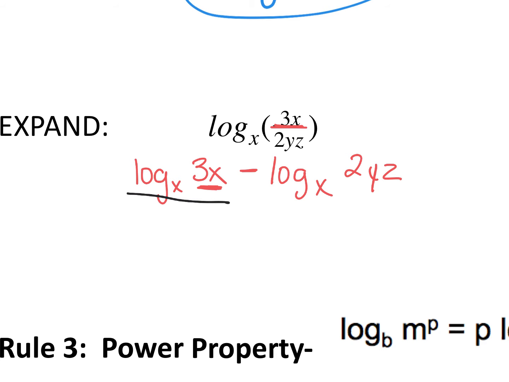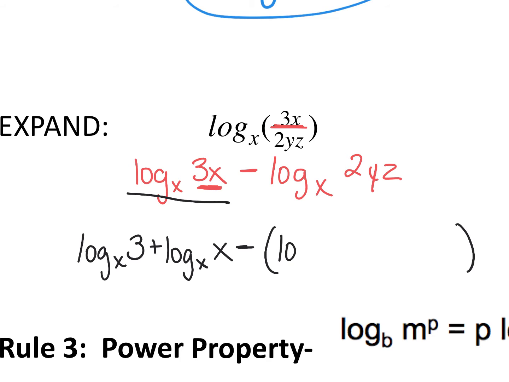This guy right here is going to break up like this: log base x of 3 plus log base x of x. You with me? Okay. Now we've got to break up the second one though. So we're subtracting this whole thing, right? So log base x of 2 plus log base x of y plus log base x of z. Good, that's it. That was putting the two together.